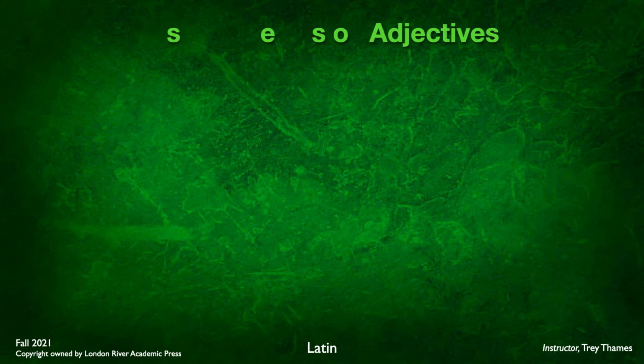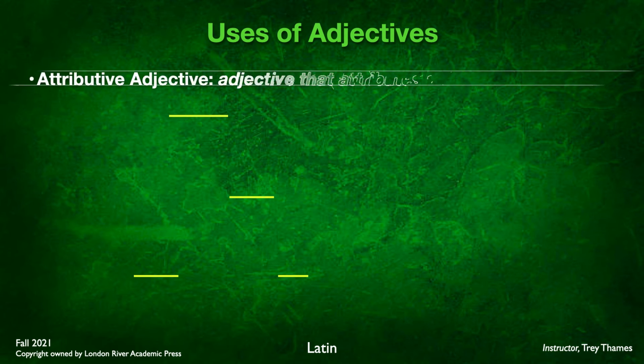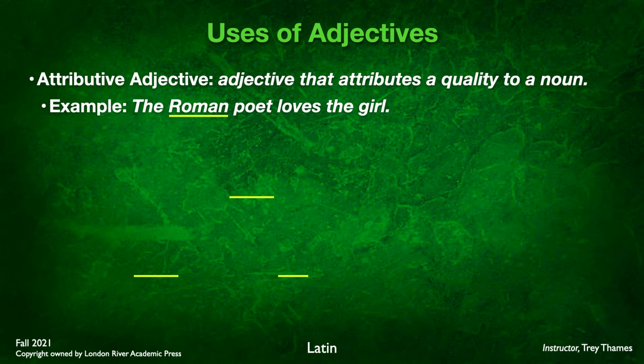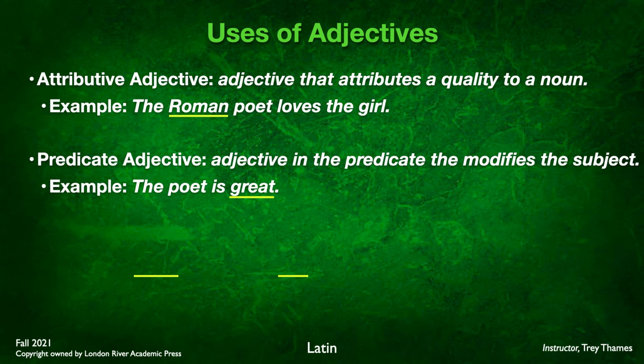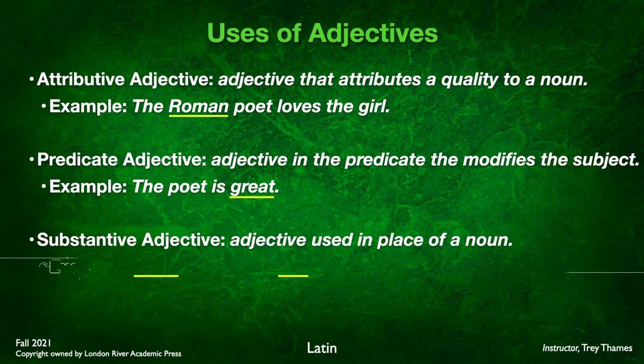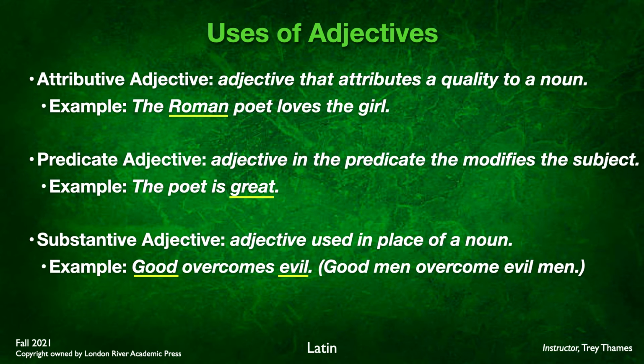Now, this may be a little bit new. The different uses of the adjective, there are three different uses that are primarily used in Latin. The first one is the attributive adjective, and this is an adjective that attributes a quality to a noun. And here, the example, we have the Roman poet loves the girl. Here, Roman is the adjective that is attributing a quality to the poet.